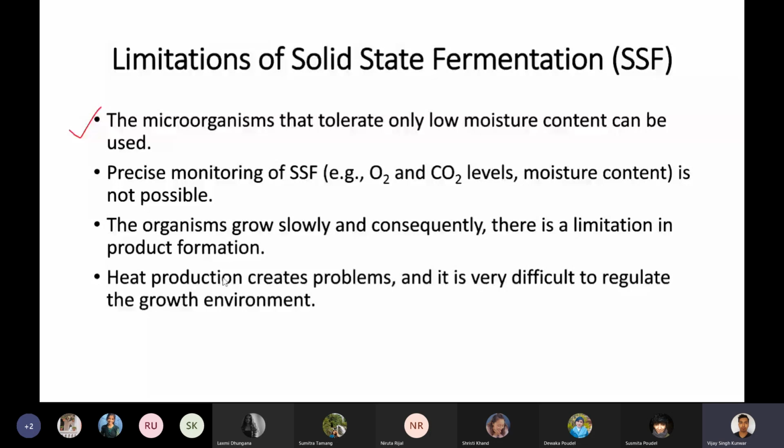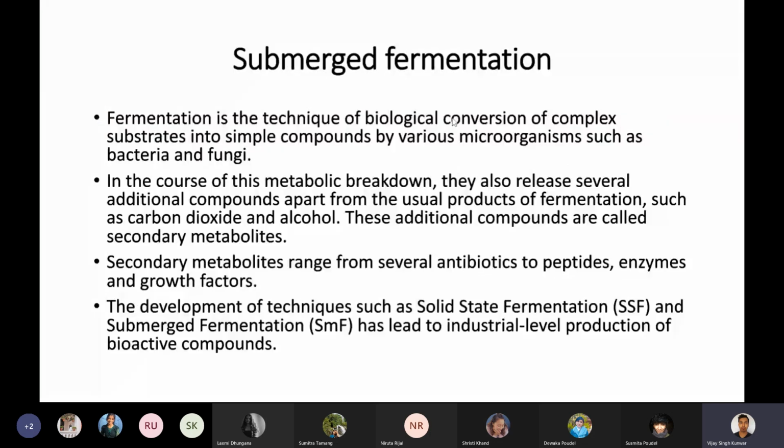Now we study submerged liquid fermentation, the kind of fermentation that you are quite comfortable with. Fermentation is the technique of using biological conversion of complex substrates into simple compounds by various microorganisms such as bacteria and fungi. In the course of this metabolic breakdown, they also release several additional compounds apart from the usual products of fermentation, such as carbon dioxide and alcohol. These additional compounds are called secondary metabolites. Secondary metabolites range from several antibiotics to peptides, enzymes, and growth factors. Example question: what are secondary metabolites? You have to be able to answer this.